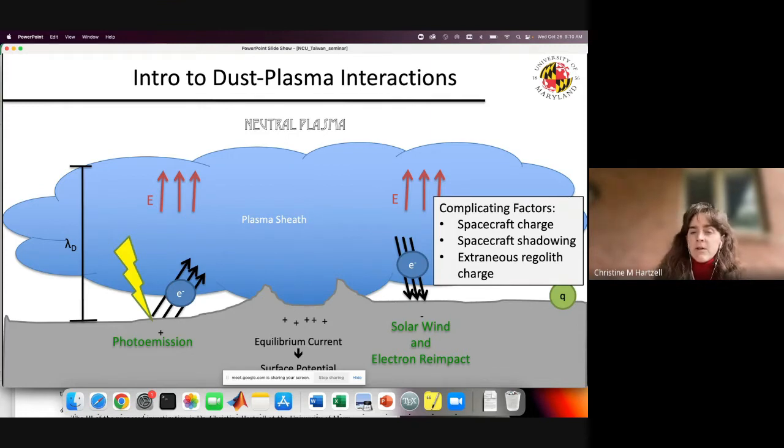And then also, if you have a rover driving across the surface, it's going to cause the regolith to charge up. So the charge on the regolith might not be exactly what we predict. So there are some additional complicating factors.